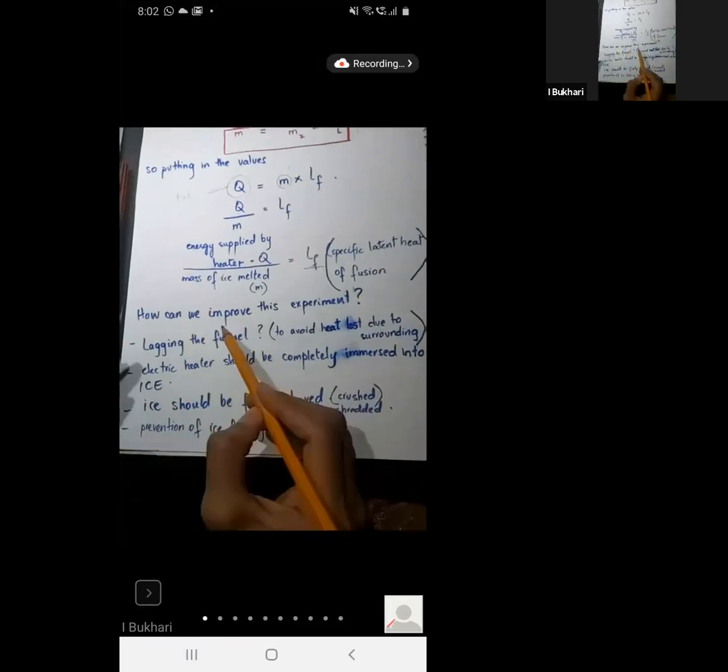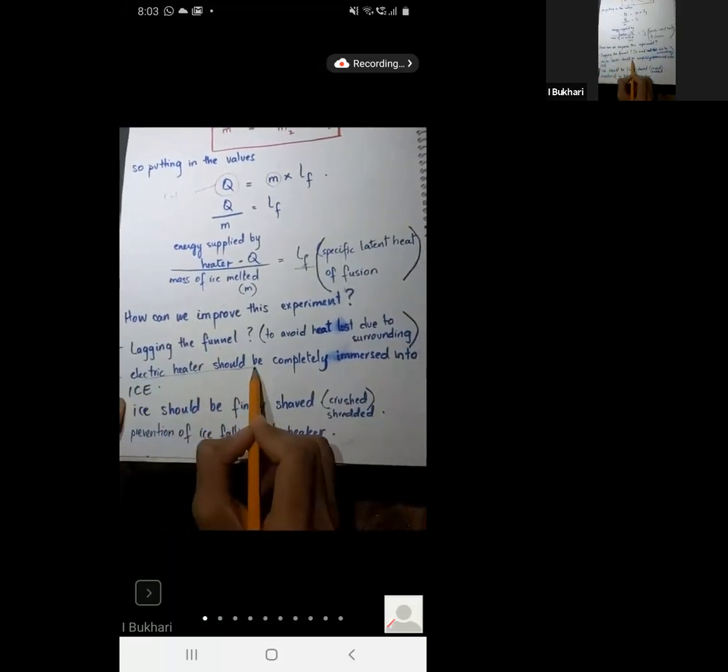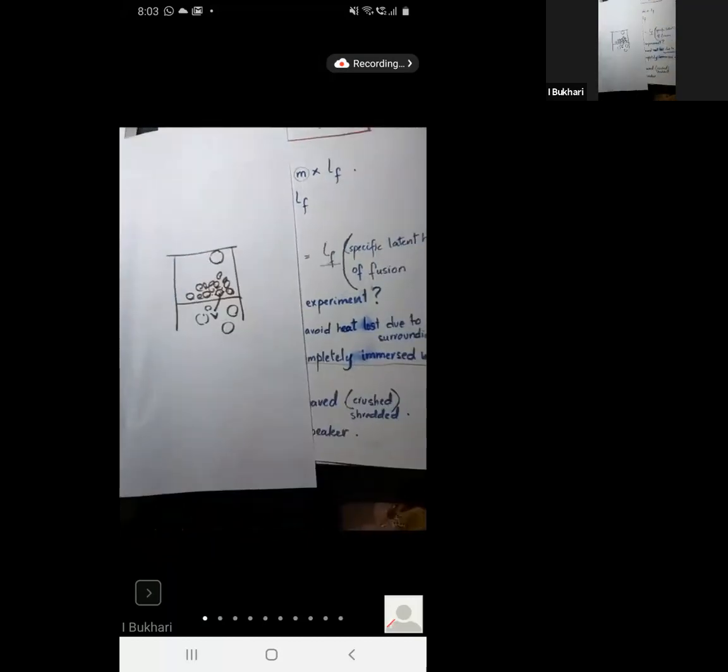Now, these are some of the ways. The time is up and I'm about to wrap this up. How can we improve this experiment? By lagging the funnel, as already discussed, to avoid the heat loss to the surrounding. Another thing, the electric heater should be completely immersed into the ice. Why? In the picture given in your book, you can see that more than half of the electric heater is sticking out of the ice. So this is one way this experiment can be improved.